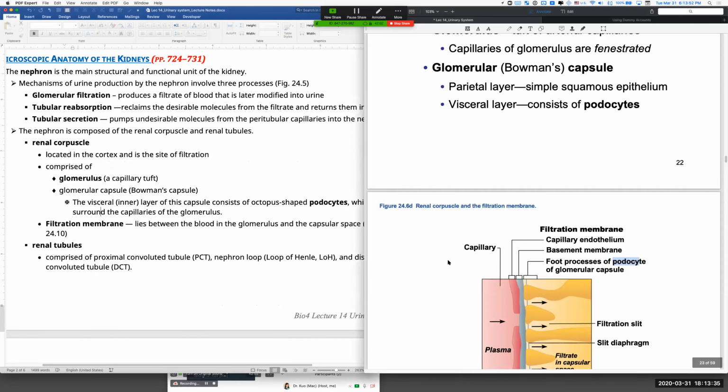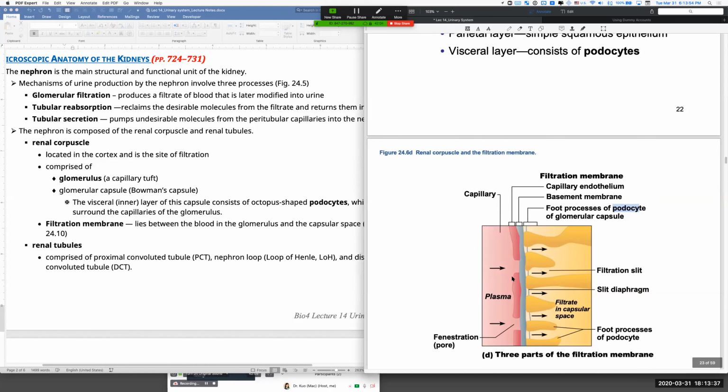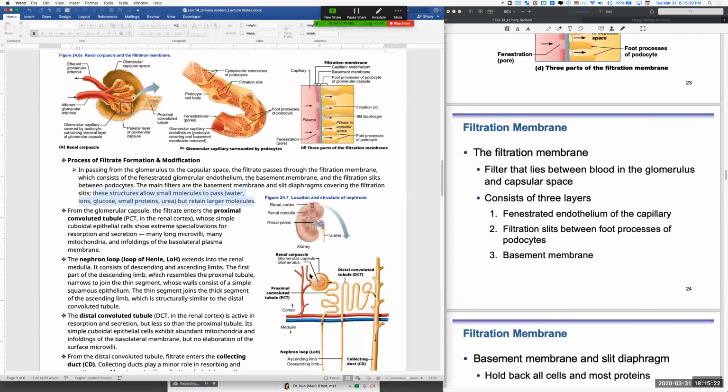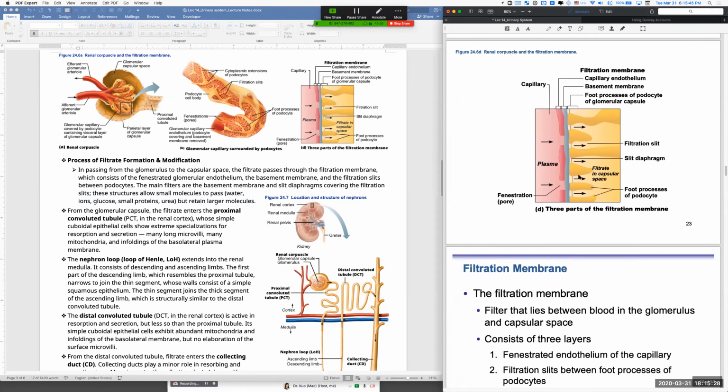Okay, so this structure formed by the capillary wall, okay, so the simple squamous epithelium, the capillary endothelium, the basement membrane, as well as the foot processes of the podocytes, these three layers make up the filtration membrane. I do want you to understand that there are only certain molecules that are allowed to pass through the filtration membrane.